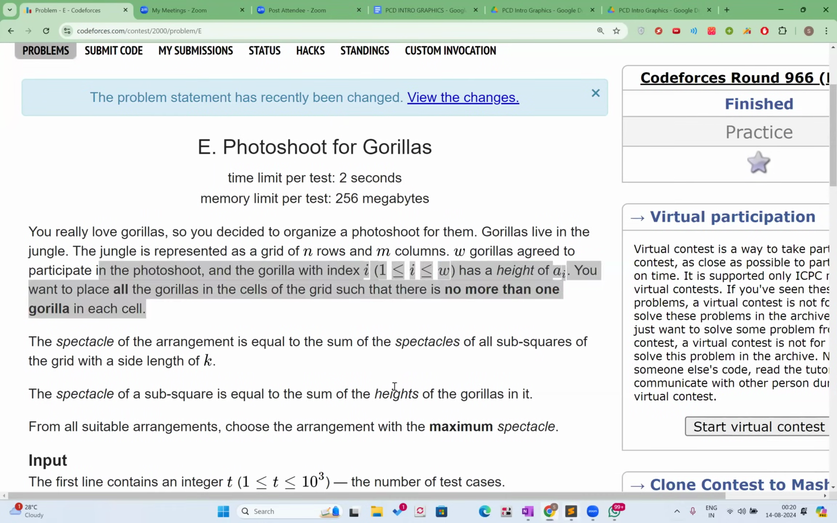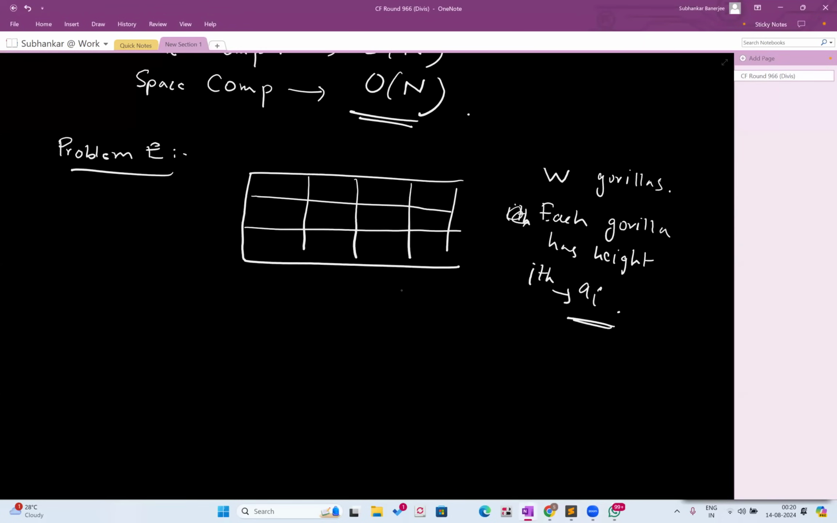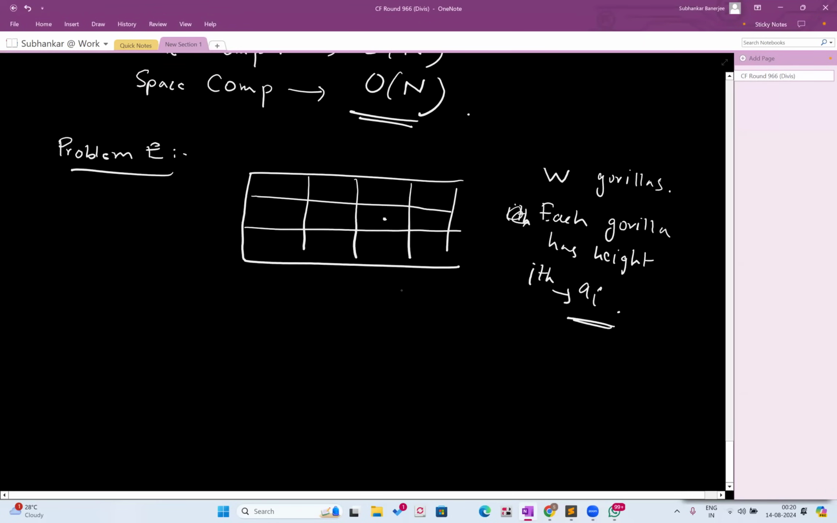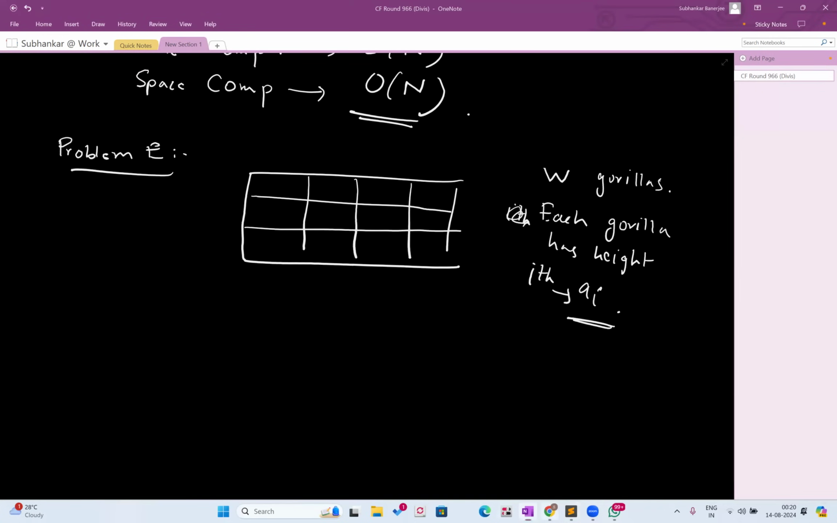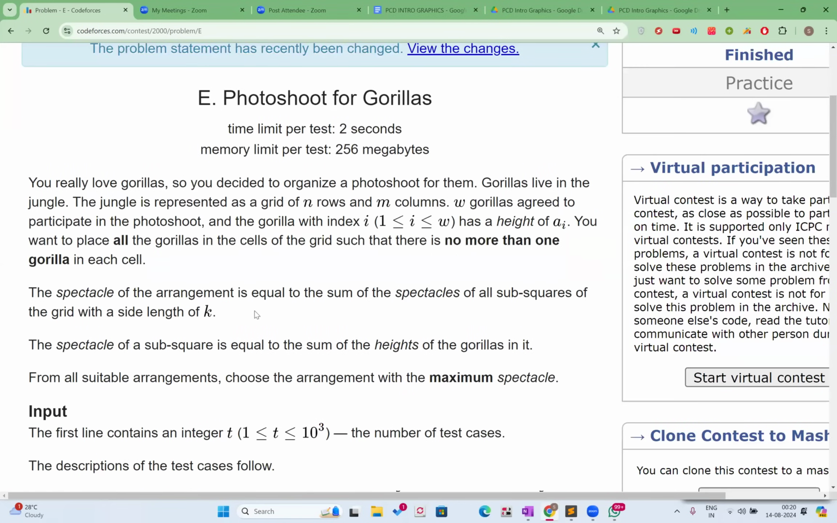I can place at most one gorilla in a cell. So here, suppose I place the second gorilla or something like that. I have to place the gorillas in the cells such that a number is defined, the spectacle. So first we see what a spectacle is.